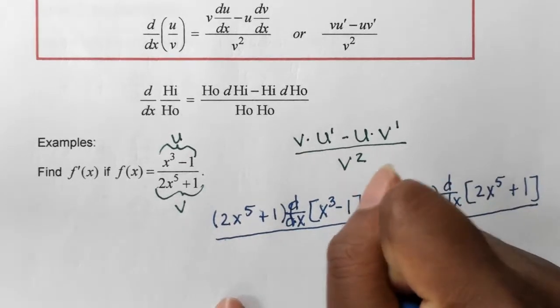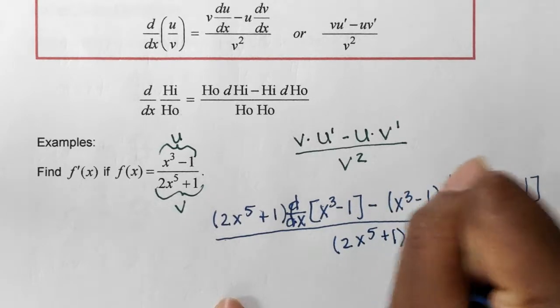So all over 2x to the 5th plus 1 squared.